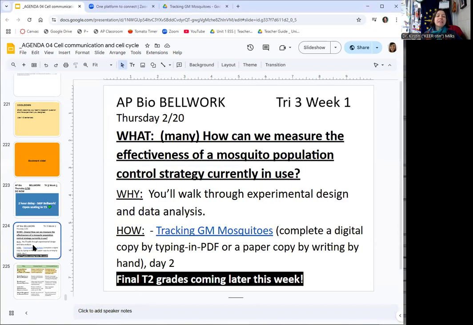Thank you. All right, so today is day 2 of measuring the effectiveness of a mosquito population control strategy that is currently in use throughout the Americas. If things went well, today is the day that you're going to be working on graphing data and doing data analysis to prepare for that graphing. And then afterwards, thinking about what that graph can tell you about the effectiveness of this control strategy.